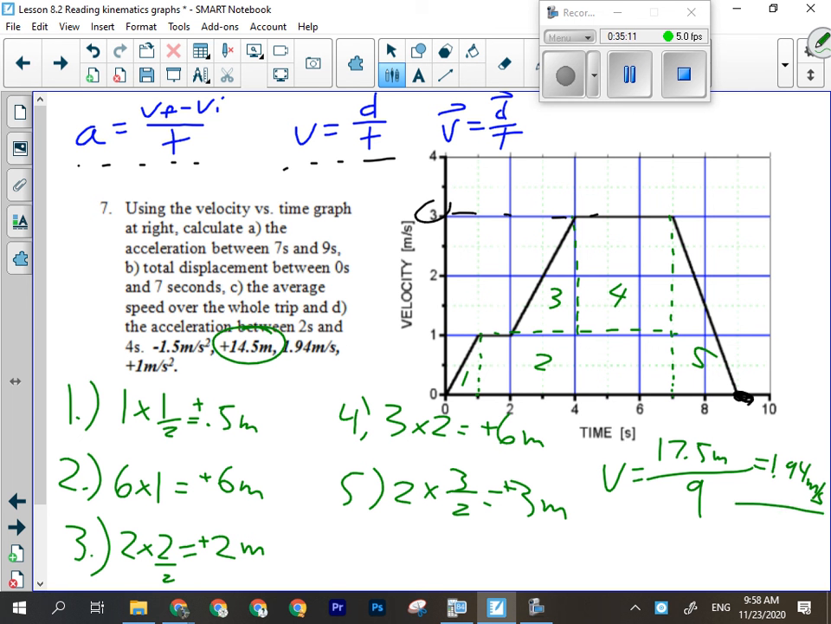And then lastly, they wanted us to calculate the acceleration between 2 and 4 seconds. So acceleration starting at time 2 seconds, that'll be my VI. Ending at 4 seconds, that'll be my VF. And the time will be 2 seconds. So acceleration equals VF minus VI over T. VF is 3, VI is 1. That takes 2 seconds. 3 minus 1 is 2, over 2 is 1, positive 1 meter per second squared.